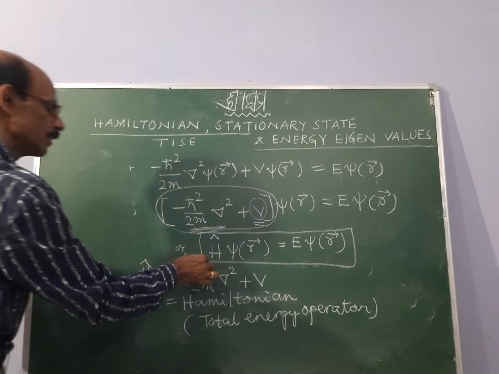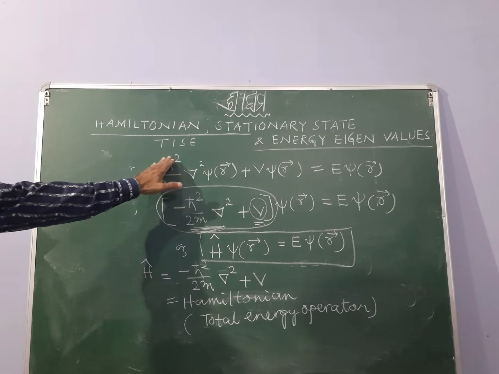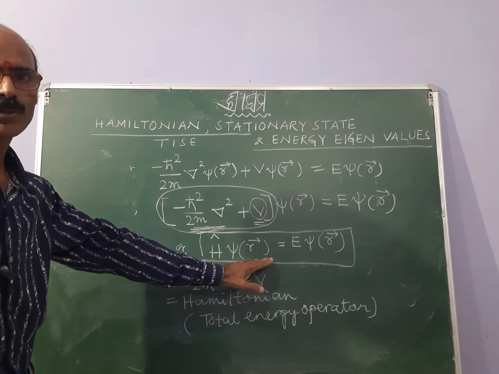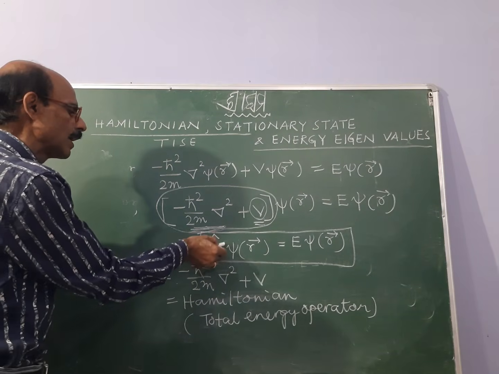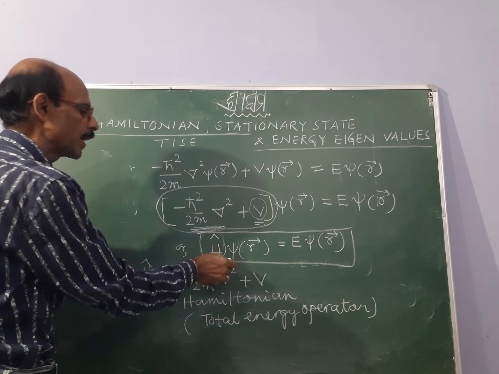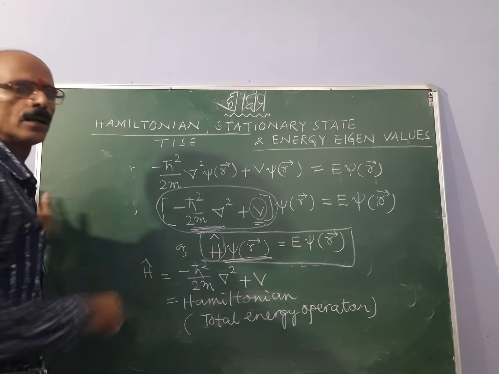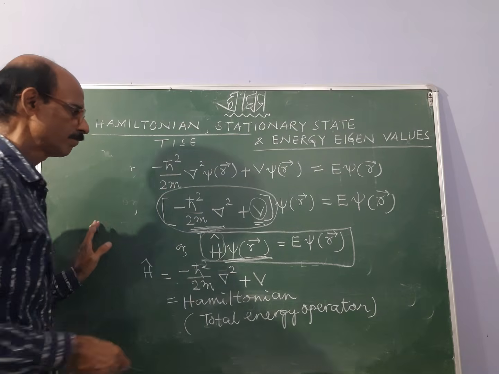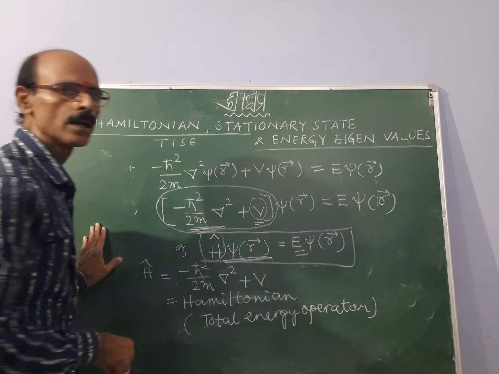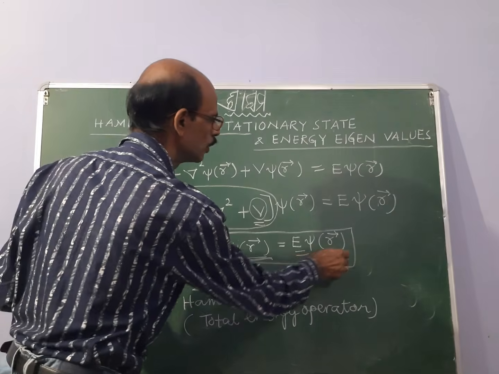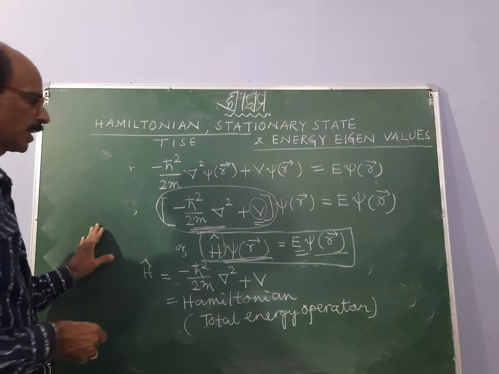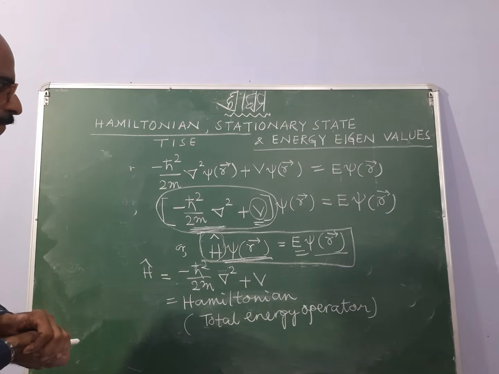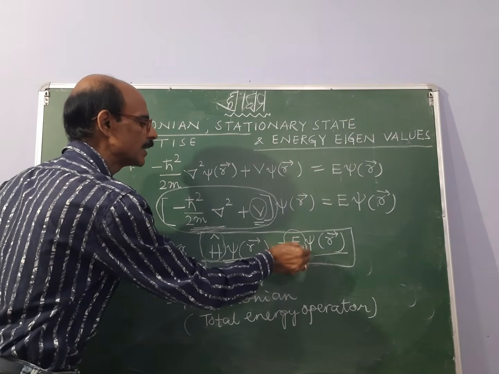One more thing I can tell, that this time independent Schrödinger equation is an eigenvalue equation. You see, when the H operator operates on the wave function which is independent of time, it gives us an eigenvalue times the same wave function. So this is an eigenvalue equation, and this is the energy eigenvalue.